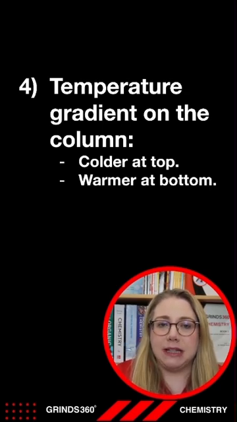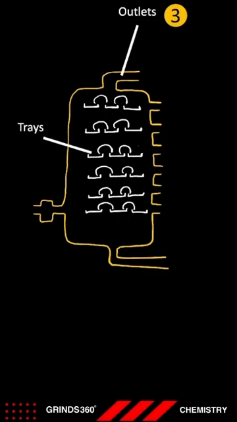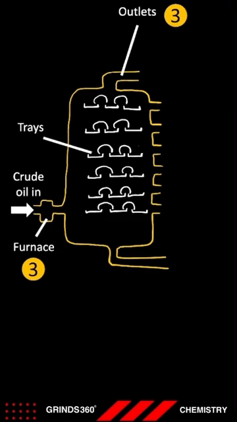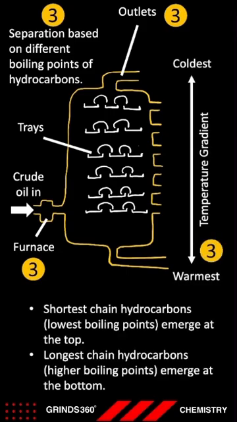Right, so let's look at what this looks like on a diagram. So on the diagram, I've shown the trays and the outlets at different levels, and I label them for my first 3 marks. Then I show the crude oil going in at the bottom and being heated by a furnace, and I've mentioned the separation of the different fractions based on their different boiling points. And lastly, we have a mention of the temperature gradient on the right-hand side, where it's colder at the top and warmer at the bottom.